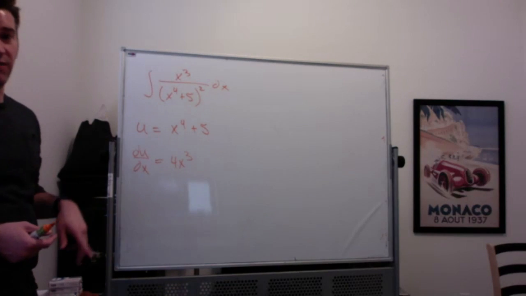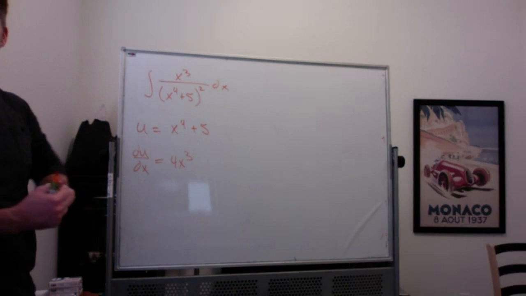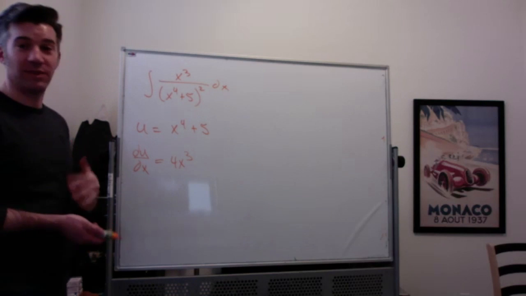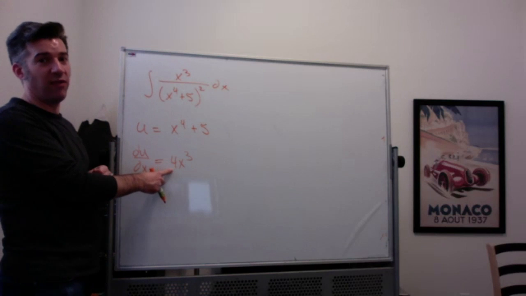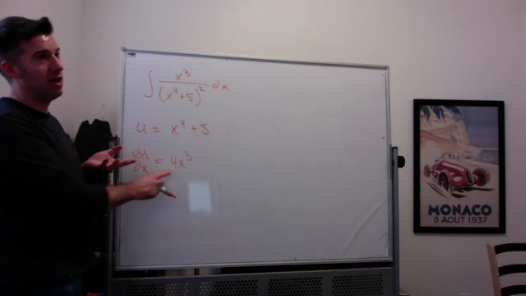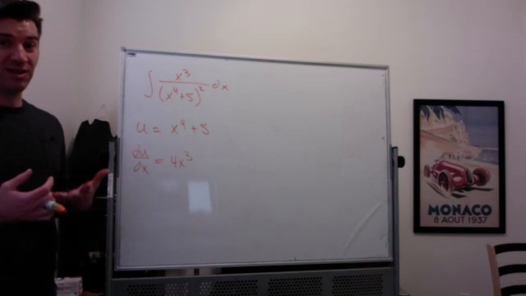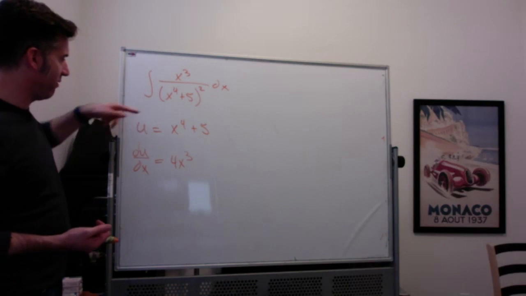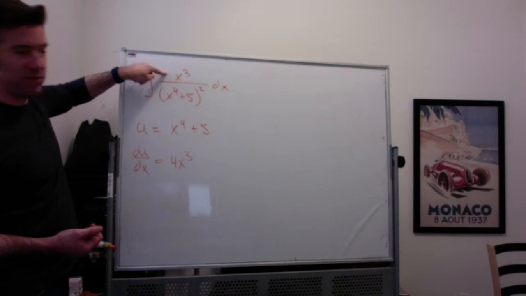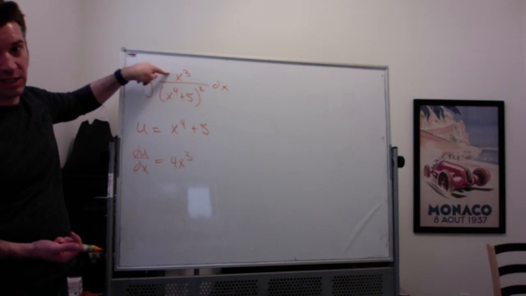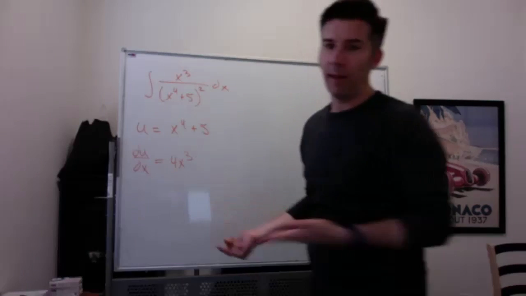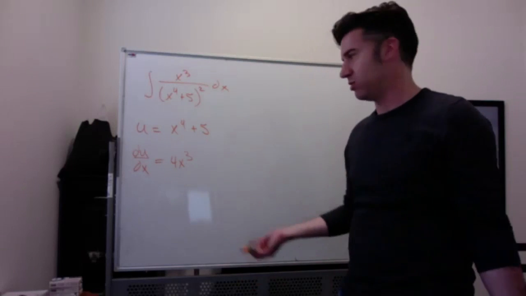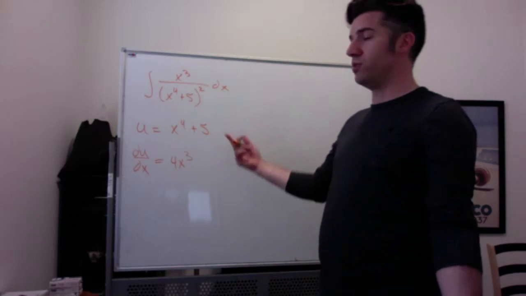And I could not care less about that 4. That 4 is garbage. We care nothing about it except that we have to remember it's there. The only thing that's actually important here is that the derivative of this u is something times x cubed, because we need it to be x cubed since we have an x cubed up there. Great. We are super happy about this. This is like the best possible situation.